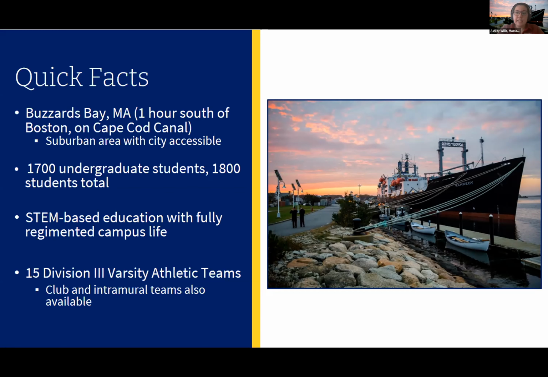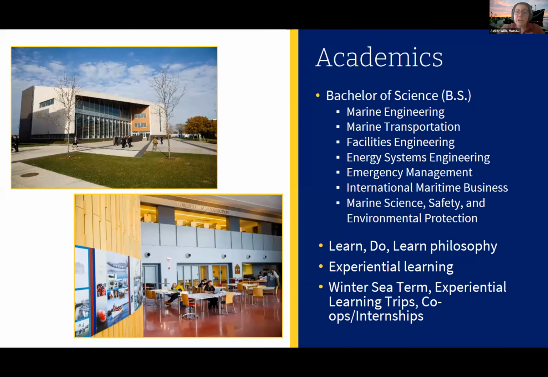But this option is, even if you're in one of those other programs and you like the structure and you know that's going to be a good fit for you, this allows you to build those skills in this capacity, even if you're in that non-licensed track. And we do have 15 Division III varsity athletic teams, as well as a variety of club and intramurals. And then these are our academic programs.